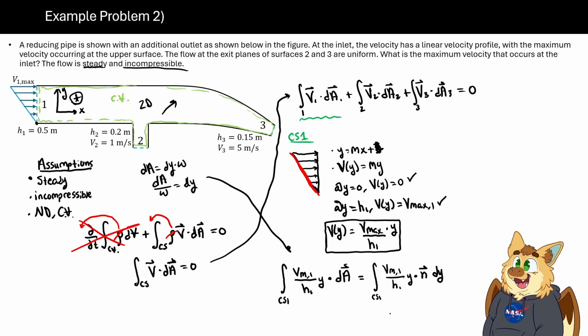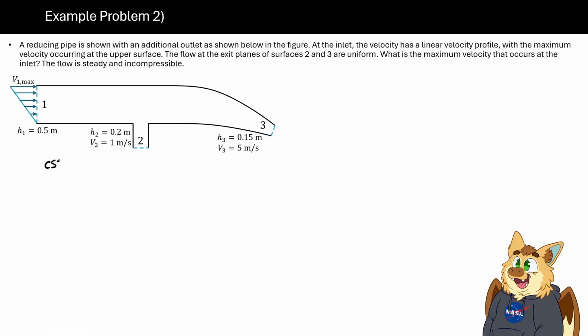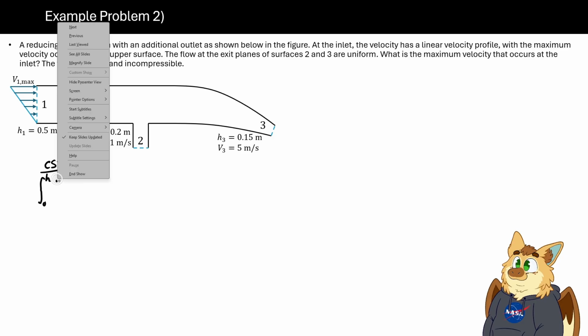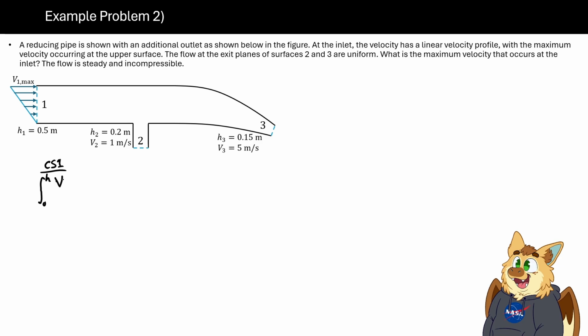Okay, let's go to a new slide here. We'll write everything out. So this is CS1, continuing that again. CS1 will then be equal to the integral from 0 to h1 of v1,m divided by h1 times y times dy.